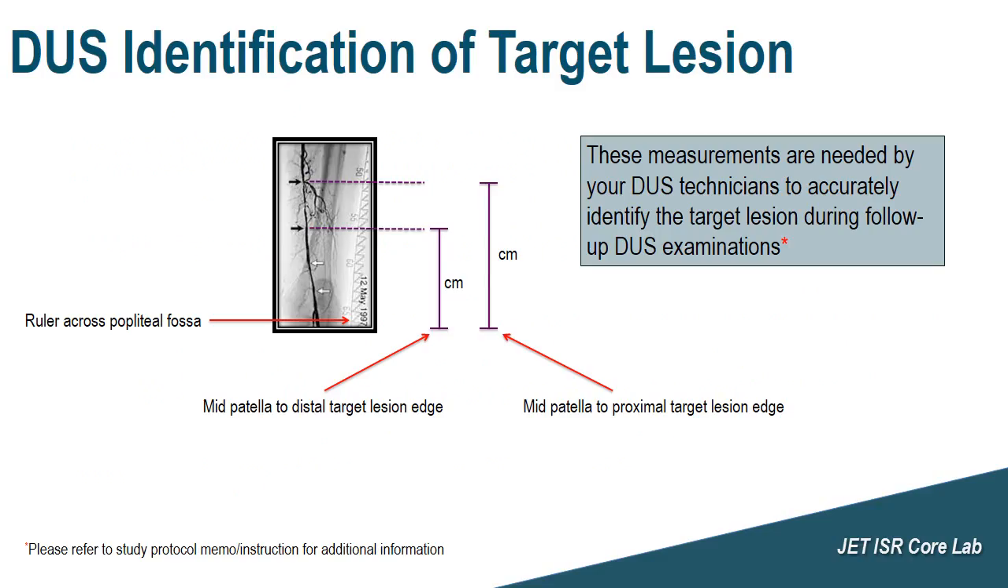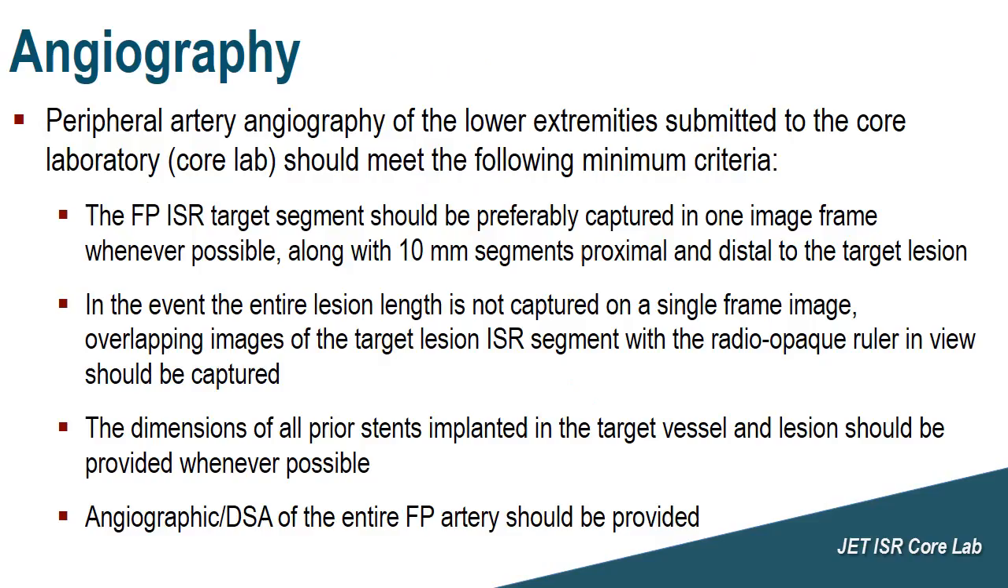Imagine you have done the angiography and your duplex ultrasound tech has to do follow-up duplexes. He or she will have a hard time identifying the target treatment segment within a large stented length. Therefore, if you use your ruler and provide them with the distance from mid-patella to the distal and proximal edges of the target lesion that has been included in the study, it will help them replicate that using a tape while doing the duplex ultrasound examinations and identify the target lesion. I hope this is clear, and this figure on the screen illustrates this.